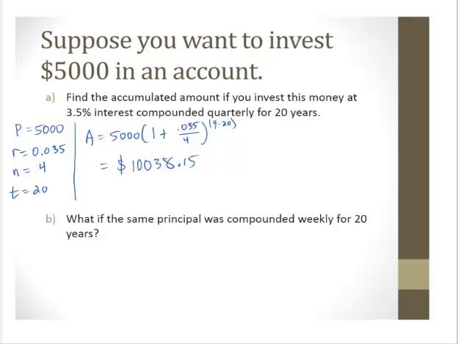What if that same principal was compounded weekly for 20 years? Alright, so the principal is still 5,000. The rate is still 0.035. We weren't told anything different. But now it's compounded weekly, so now N is equal to 52, and again T is 20. So notice I just have to change that 4 to a 52. So A would equal 5,000 times (1 plus 0.035 over 52) to the 52 times 20.